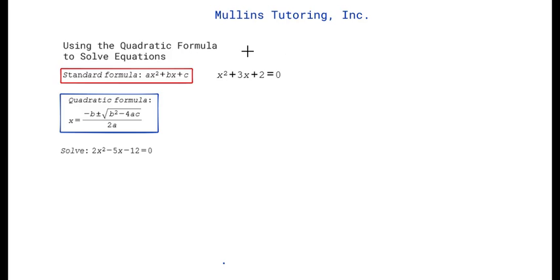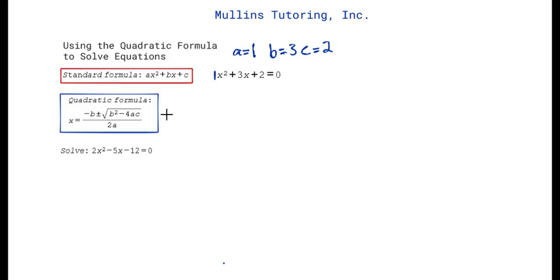0. In this equation, a is equal to 1. The 1 is not shown, but any variable times 1 is itself. B is equal to 3, and C is equal to 2.